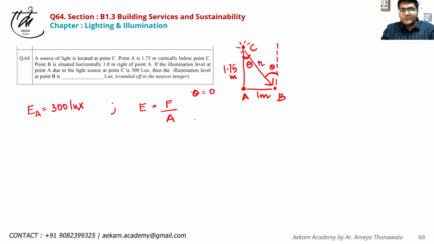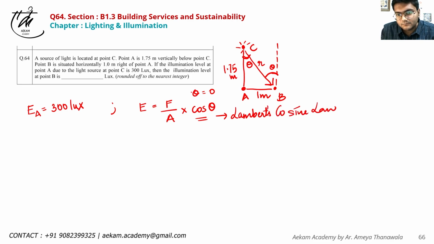So the actual formula is F upon A into cos theta. This is known as Lambert's cosine law. So cos 0 is 1, so it is F by A. But if your working plane is from a distance where the light source is falling at an angle, then cos theta needs to be considered. This is one important thing.